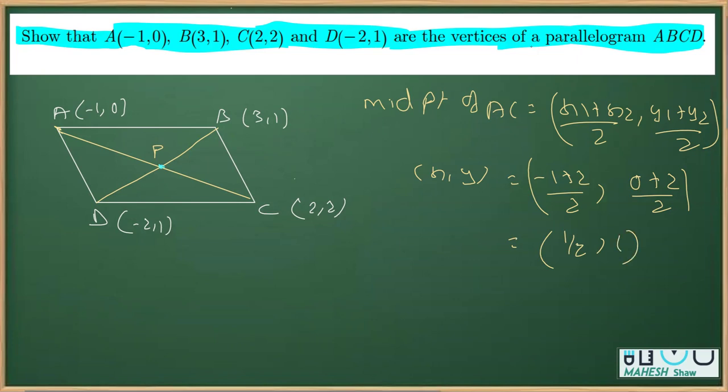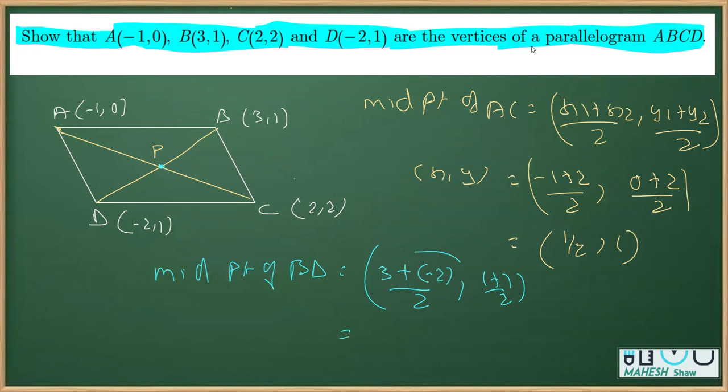Now, similarly, I'm going to get the midpoint of BD. Again, I'm going to apply the same thing, that is x1 plus x2 upon 2 and y1 plus y2 upon 2. You can write in any order, it doesn't make a difference. So x1 plus x2 upon 2, and its y coordinate is 1 plus 1 divided by 2. So we get 3 minus 2, which is 1, so 1 by 2, and 2 by 2, which is 1.